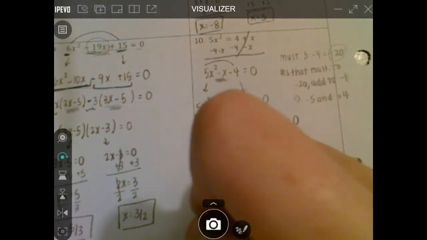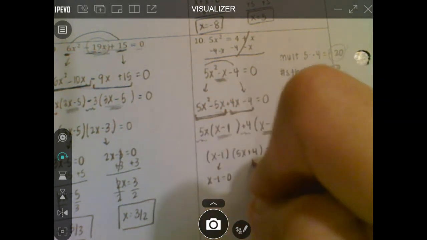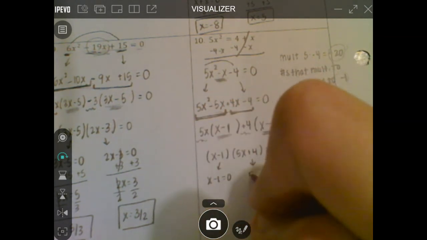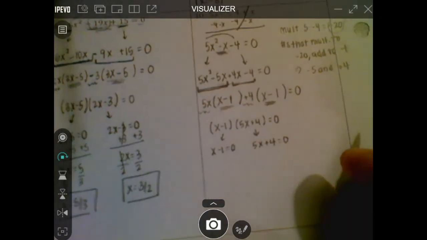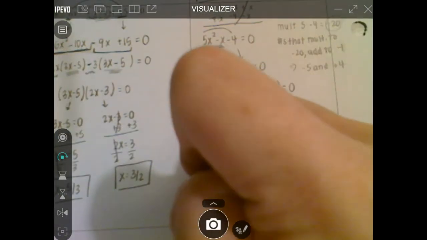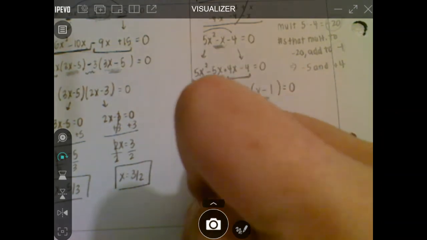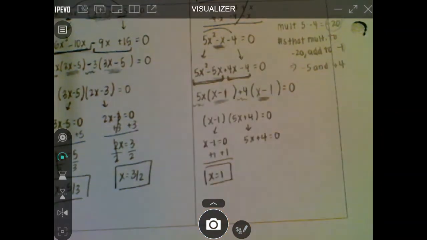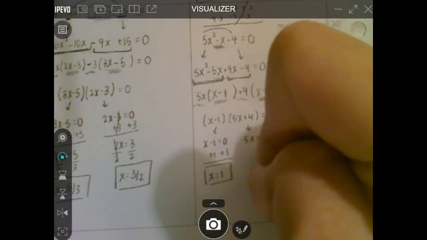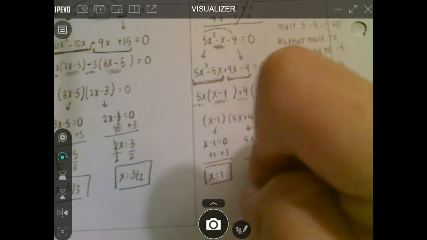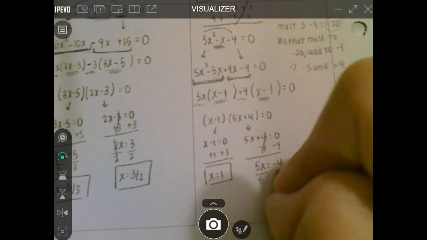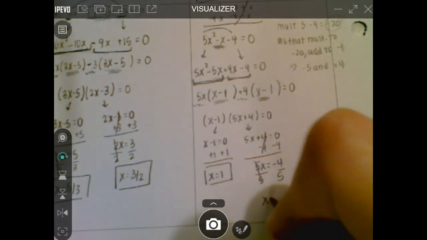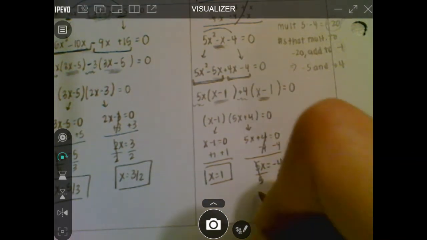And then I can go ahead and split these up to use my zero product property. So x minus 1 equals 0, and 5x plus 4 equals 0. And then I can go ahead and solve. So add 1 to this one. My first solution is x equals 1. Subtract 4 from the second one. Get 5x equals negative 4, and then divide by 5. So x is equal to negative 4 over 5.